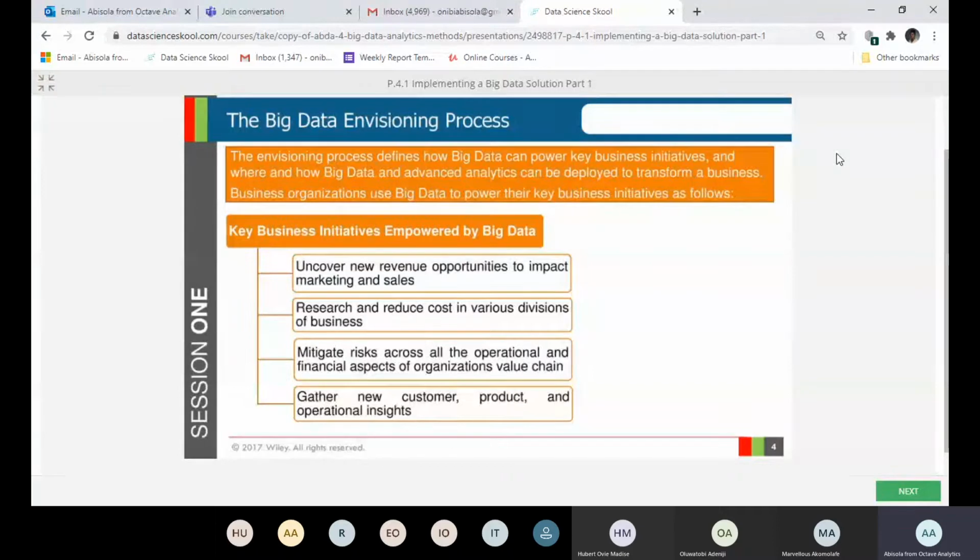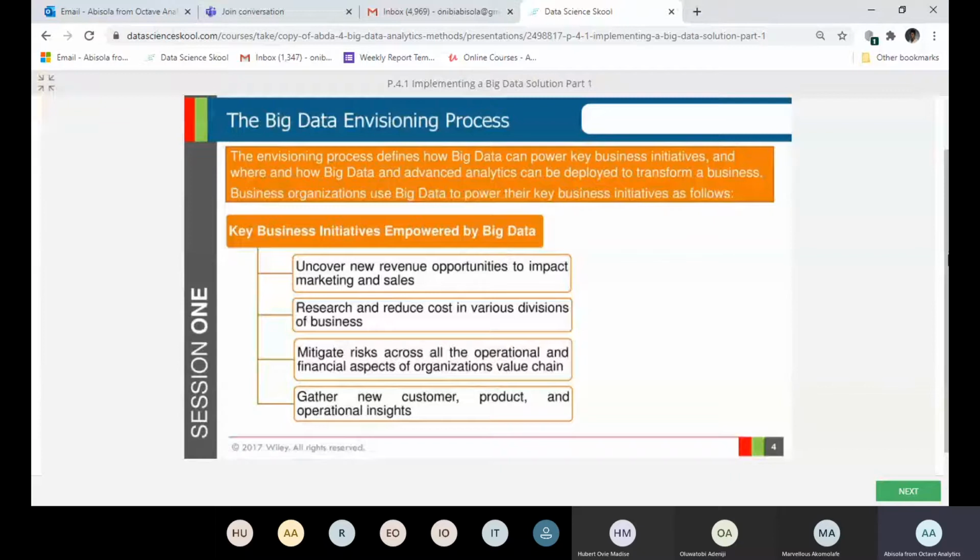value chain. So another thing big data envisioning will help you do is it helps you check to see if you can gather new customers, products, and operational insights. And this will in turn help the business to have a hedge over competitors, and even bring more profits to the table. So these are the several ways business organizations can use big data to empower their key business initiatives.